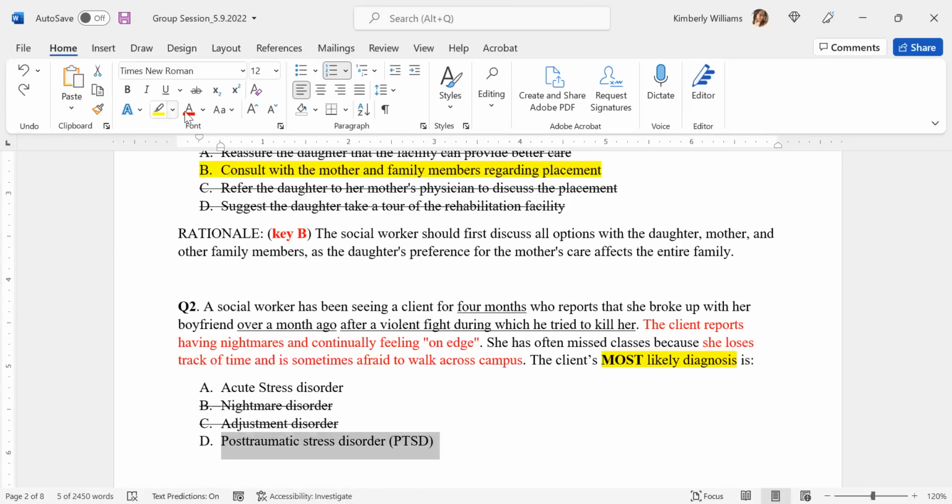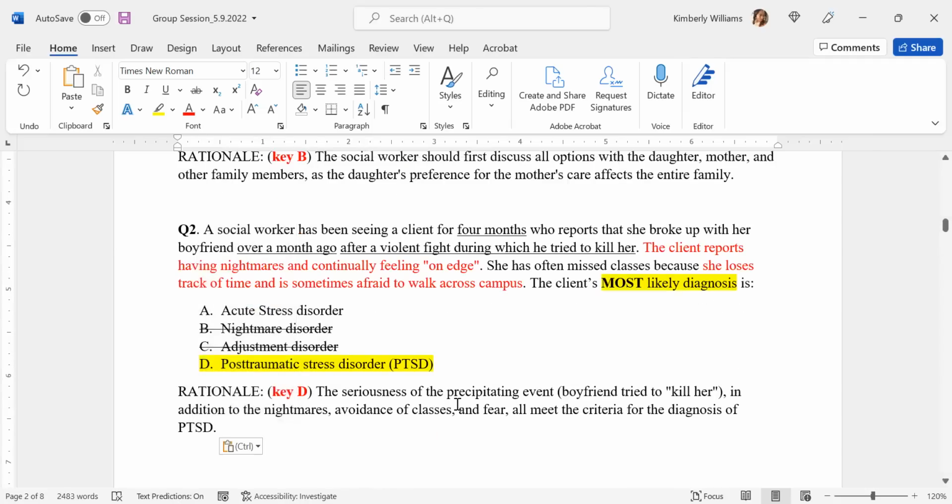I'm gonna let y'all read, I'll read the rationale because it'll explain a little bit better than me. So the seriousness of the precipitating event. Because a month ago she had a violent fight in which he tried to kill her, that is trauma. I kept saying, you know, she experienced some trauma. Acute stress disorder is when you have an event that happens and it stresses you out, but it's only short term and it's not as long as PTSD. And it's not always associated with trauma. In this situation, it told you that she'd been through some trauma, and all of these are trauma symptoms: nightmares, feeling on edge, losing track of time, all of that. So PTSD is definitely the answer.